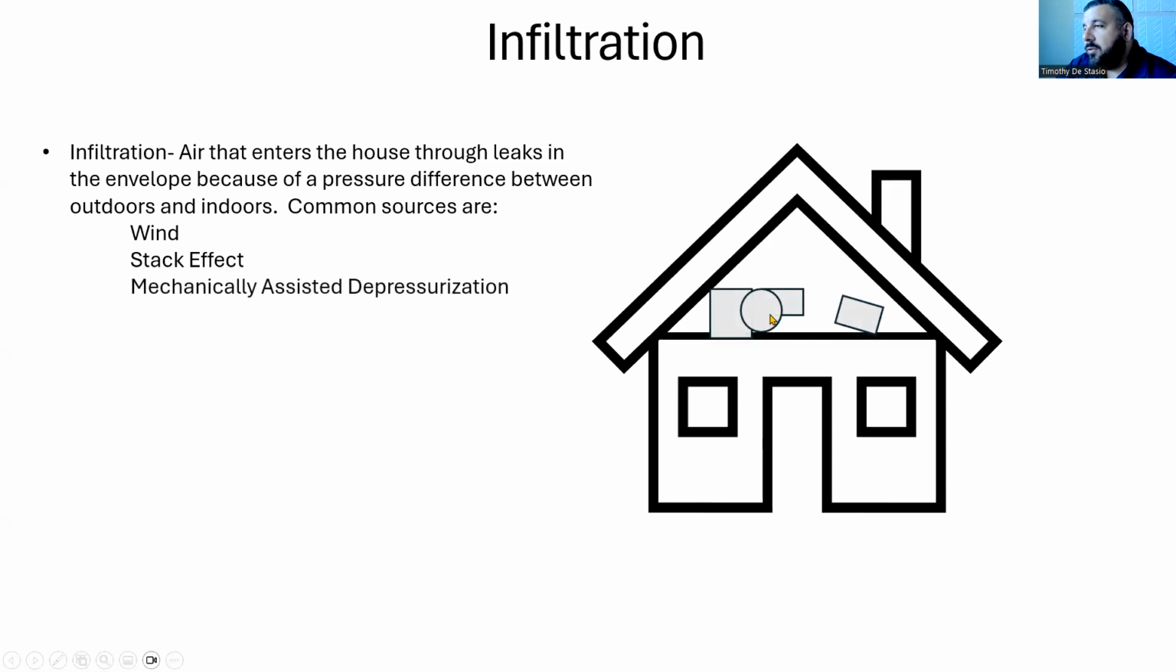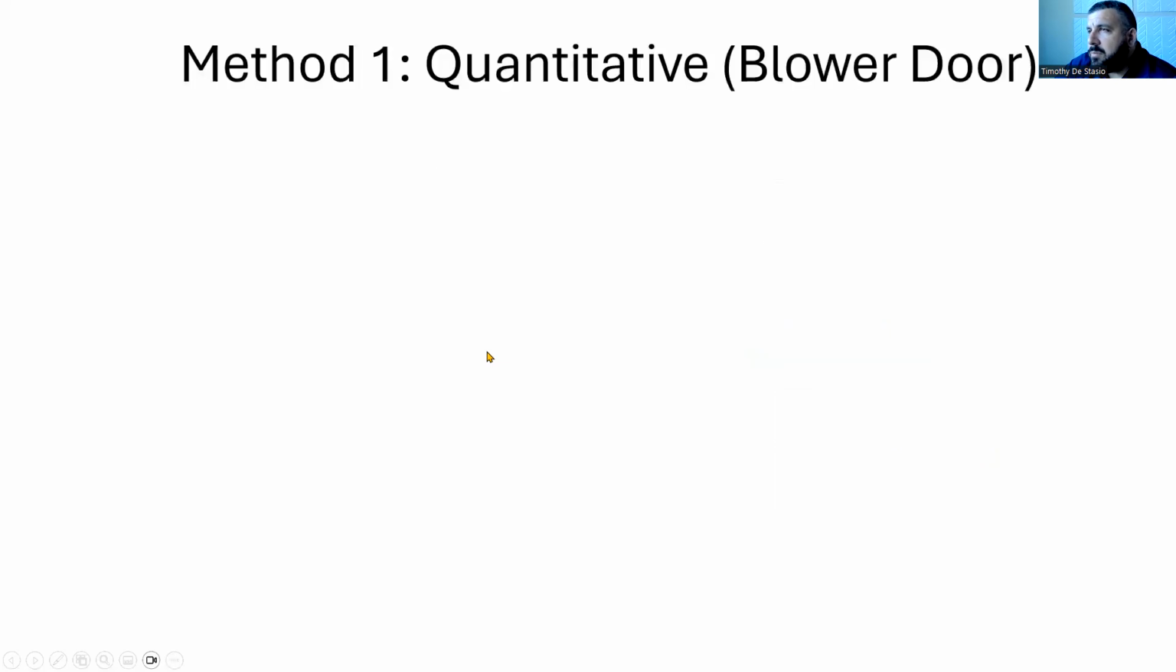Mechanically assisted depressurization. Let's say we had a big duct leak here, and so we're pulling in all of our return into our air handler, but we're leaking a lot of our supply air out. That will cause a pressure difference in the house, and we would drive more outside air into the house because the house is being depressurized. So those kinds of factors matter.